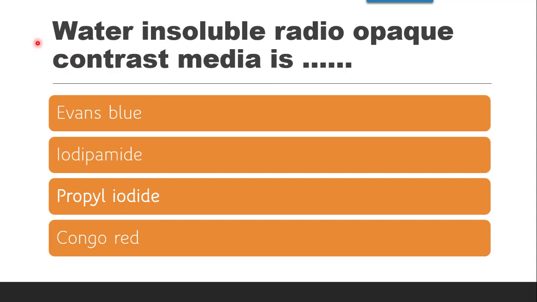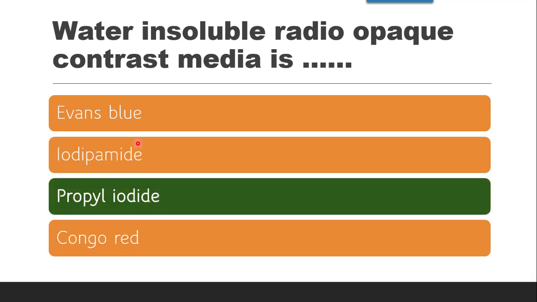Next question is: water insoluble radio opaque contrast media is whether it is Evans blue, iodipamide, propyl iodide or Congo red. Now Congo red is not classified as a ROCM. Iodipamide is a water soluble contrast media, and Evans blue is also not classified under this first class of ROCM. So the correct answer is propyl iodide, which is a water insoluble ROCM. Along with propyl iodide, iopanoic acid is also used as a water insoluble radio opaque contrast media.